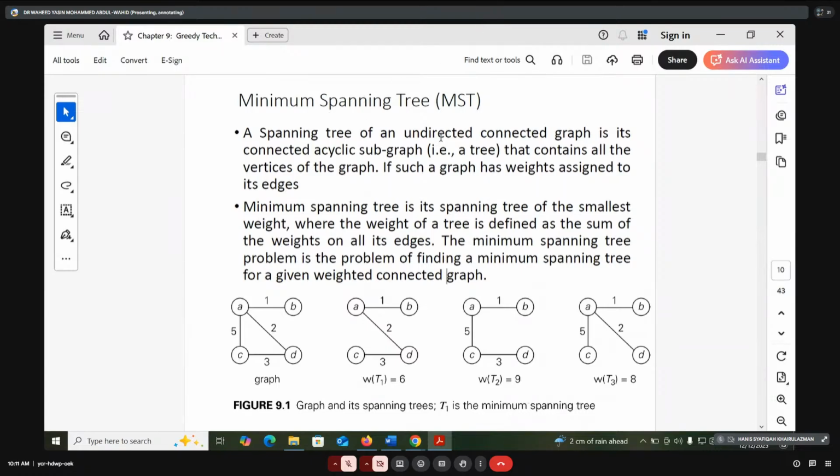So here, a spanning tree of an undirected connected graph is its connected acyclic subgraph, a tree, that contains all the vertices of the graph. If such a graph has weights assigned to its edges, a minimum spanning tree is a spanning tree of the smallest weight, where the weight of a tree is defined as the sum of the weights on all its edges. The minimum spanning tree problem is the problem of finding a minimum spanning tree for a given weighted connected graph. So here I have this graph.